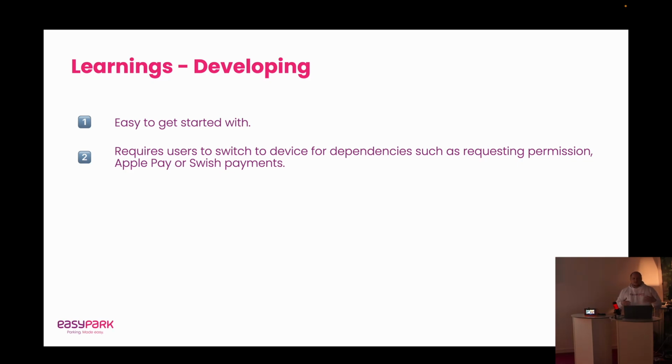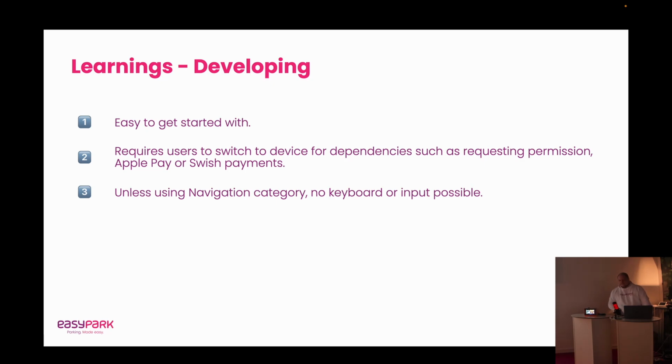Also, the first time a user downloads the app and starts up the app, the user needs to give some permissions for location, for instance. We need to know where you are if we're going to find your parking. And this needs to be done on the device. There are no system UI dialogues for that. Unless you are in a navigation app, I believe it's only the navigation app, there is no support for input. So there are no input fields where you can say, oh, I want to park at parking area 1, 2, 3, 4. That is not possible.